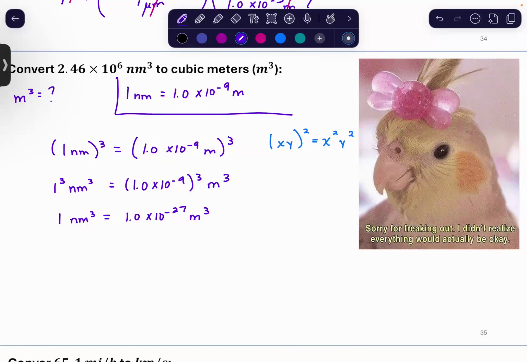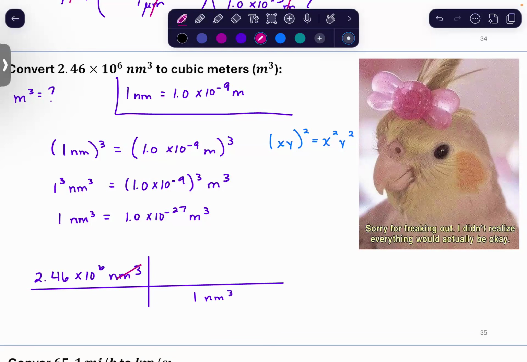And so what we have is we're going to have our 2.46 times 10 to the 6th cubic nanometers. And cubic nanometers needs to be canceled out, so that unit needs to go away. So I'm going to put 1 cubic nanometer on the bottom so that cancels out. And my conversion factor is 1.0 times 10 to the negative 27th cubic meters.